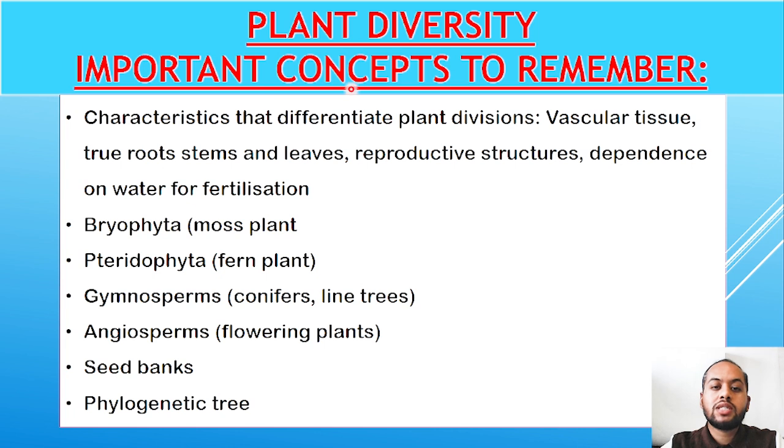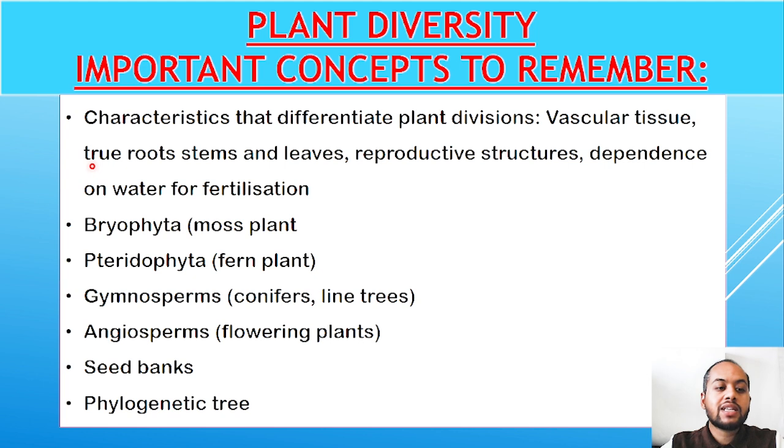Some of the important concepts that you will need to remember when you are studying for this topic on plant diversity. Firstly, you need to know the characteristics that differentiate plant divisions. We spoke about numerous characteristics that could possibly be used to help us to differentiate between the different plant divisions that we studied. Firstly, one of the characteristics that was studied was vascular tissue. What did we look at when we spoke about vascular tissue? We spoke of the presence of the xylem and phloem.